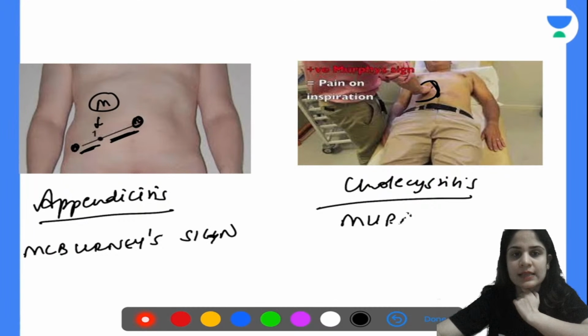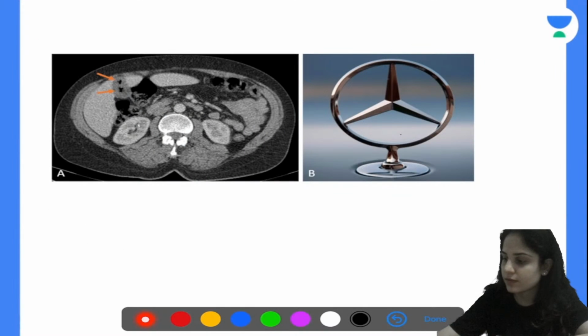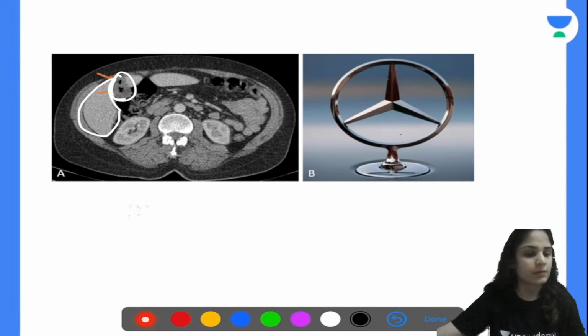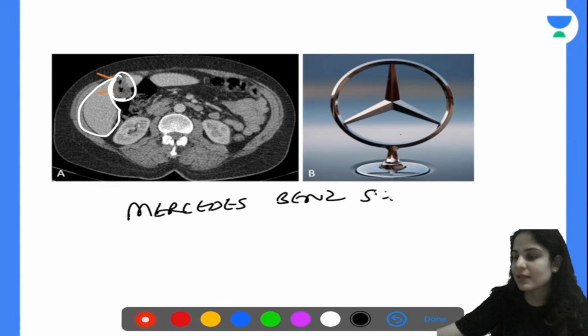Now the next thing that you can see over here is in the CT scan. This is your liver. And this, as you can see over here, is your gallbladder. So in the gallbladder, you are getting this Mercedes-Benz sign. So in which condition do you get this? In your gallbladder, because of collection of air pockets, you get the Mercedes-Benz sign. It is also called a seagull sign.